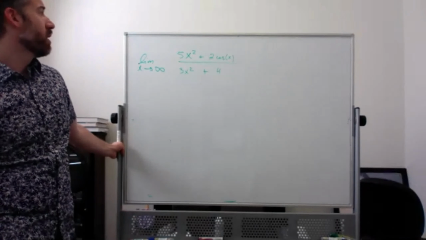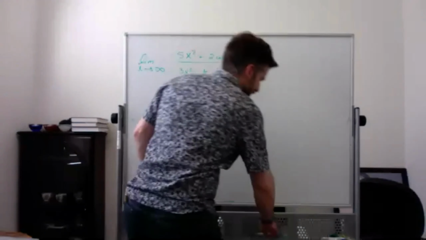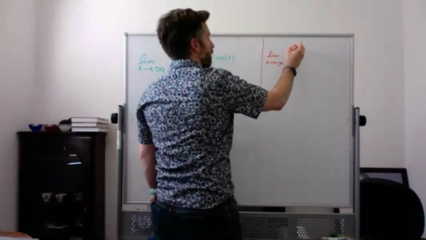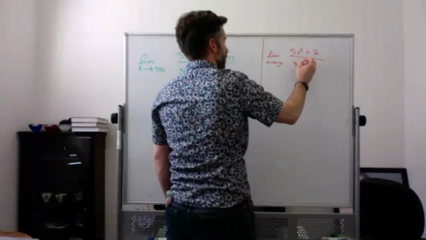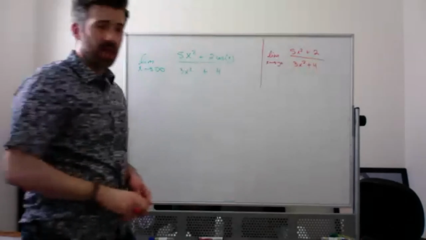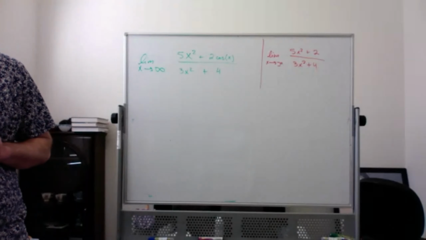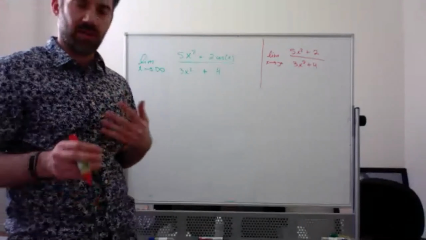So just let me remind you guys, if we had instead the limit as x goes to infinity of 5x squared plus 2 over 3x squared plus 4, what would the limit of that be? 5 over 3. Exactly, right? It's a rational function. The degrees are the same, exactly.